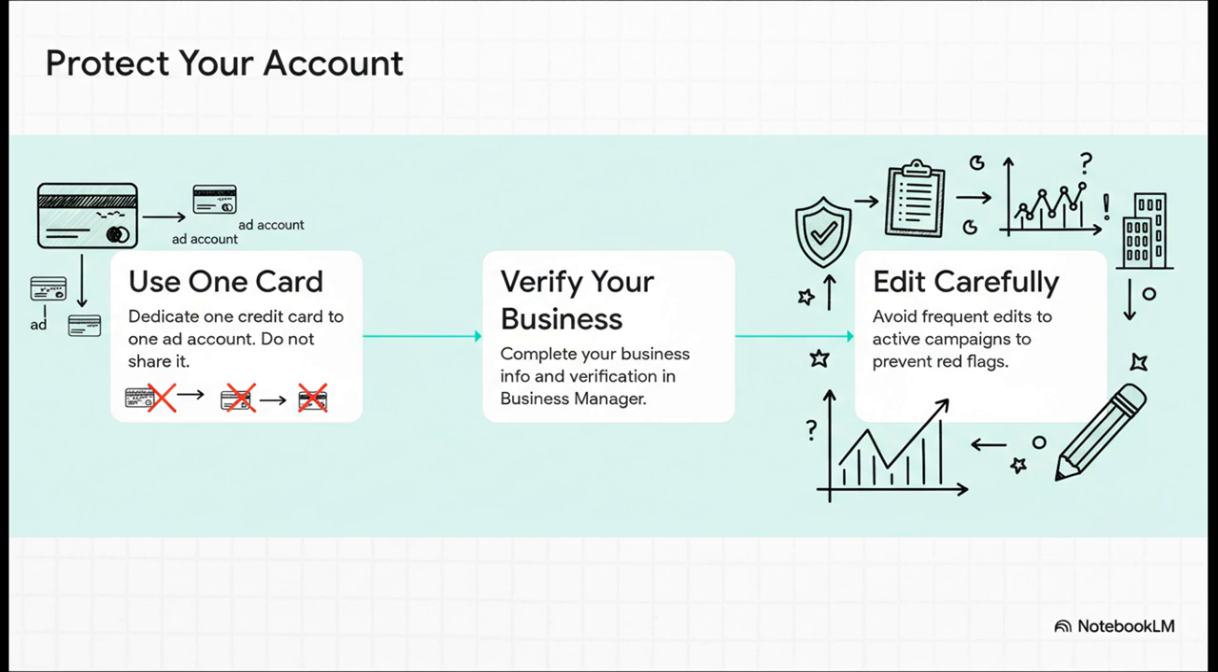So how do we avoid the trap? It's all about building trust with Meta's computer system right from day one. Think of it like this. There are 3 golden rules. Rule number 1, use 1 dedicated credit card for 1 ad account. That's it. Don't mix and match. Rule 2, the second you set up your business manager, verify your business info. Do it immediately. And rule number 3, when a campaign is running and doing well, please resist the urge to constantly poke and edit it. That kind of nervous energy looks suspicious to the system and can trigger a red flag.